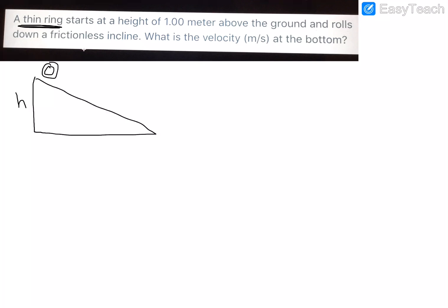Okay, so this thin ring rolls down, and we're asking what is the velocity down here at the bottom. So here's where it starts, and then it gets down here at the bottom, and I want to know what the velocity is. To derive the equation for velocity, we can use the conservation of energy. It has a certain kind of energy up here and a certain kind of energy down here, and the energy should be conserved. So whatever energy is at the top should equal all the energy at the bottom. Well, what is the energy at the top? It's all potential, so it'd be mgh.